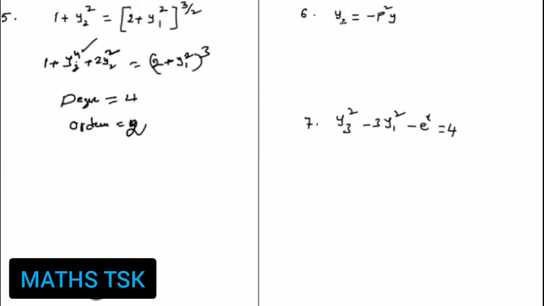So next, y2 is minus p square y. There is this constant y power. It may be of anything. So only 1 is there. So degree you can write directly as 2. Sorry, 1 is the degree. Degree is 1. What is the order? Order is equal to 2. Look here, let's go for the 7th problem. Here e power x is there.